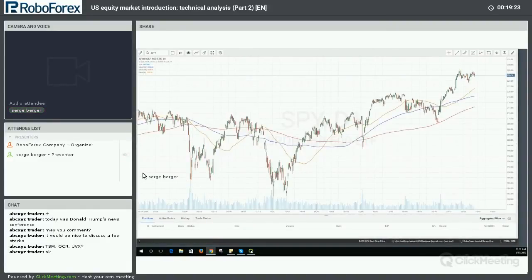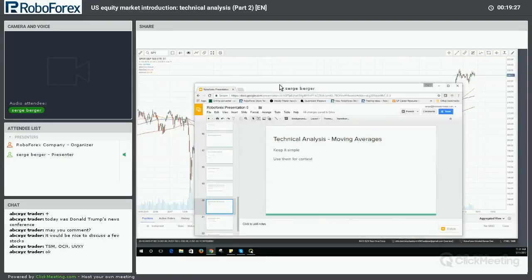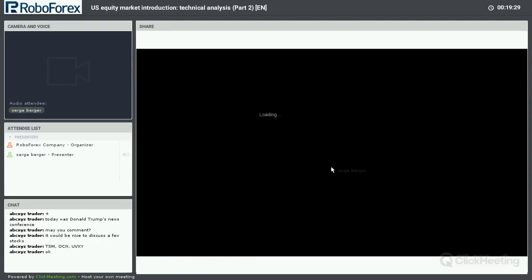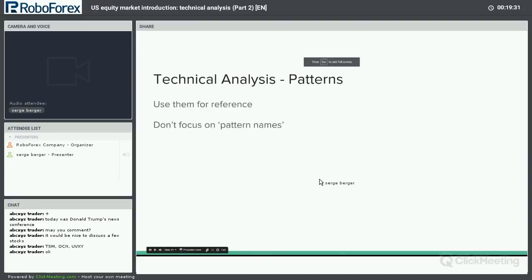So one thing that I wanted to talk about, we just quickly mentioned, is keeping it simple. I do think that's very important. We talked about moving averages, so let's talk about patterns. Patterns is what I want to talk about a little bit today. And the most important thing when we talk about patterns is to understand that just like moving averages, they're better used for reference points.